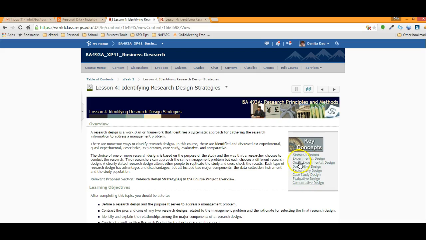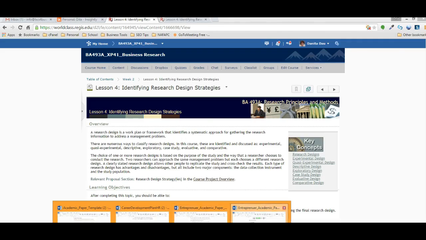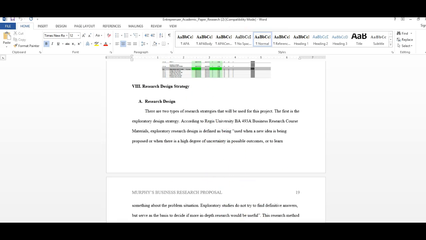Don't worry about experimental and don't worry about quasi-experimental. Definitely read through the rest of these to get an idea of what they are. But probably more importantly, I would say go to some of the example papers to learn that. Jason's was actually pretty good. So if we take a look at Jason's paper, this is the Entrepreneurial Academic Paper Research number 2 paper.